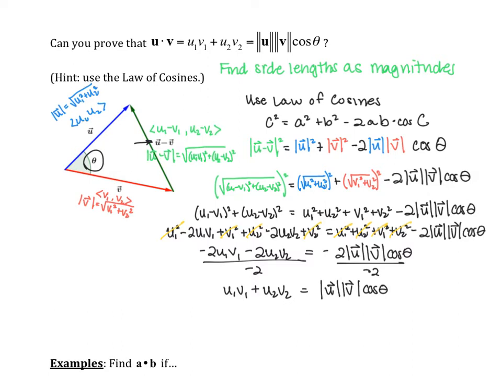So we were able to prove that the dot product is both u1 v1 plus u2 v2 as well as the magnitude of u times the magnitude of v, cosine theta. All right, well, let's use this now.